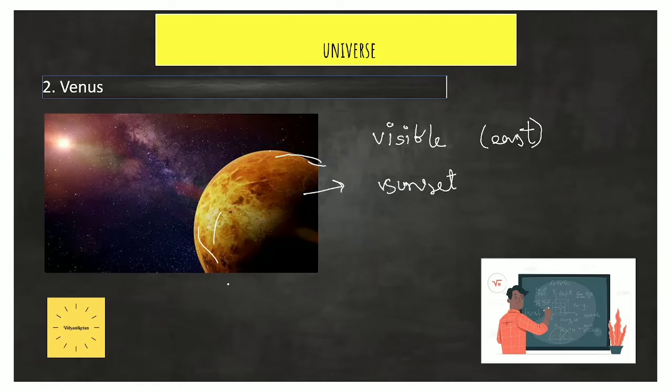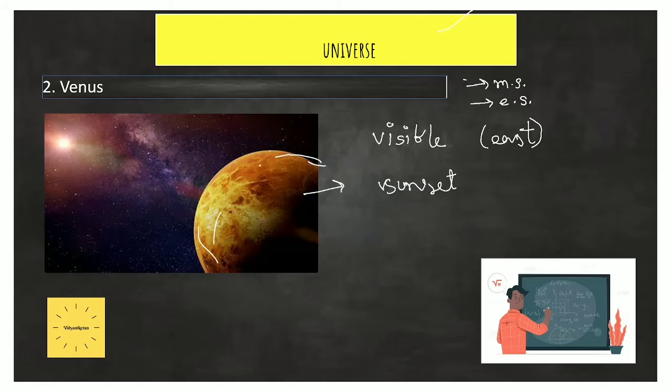So what we learn is that Venus is the morning star and also the evening star when it is viewed after sunset. Right. So now we will learn why Venus is a brilliant planet.